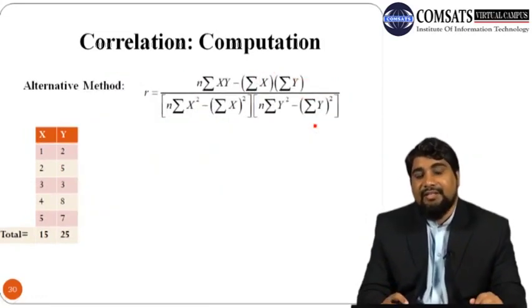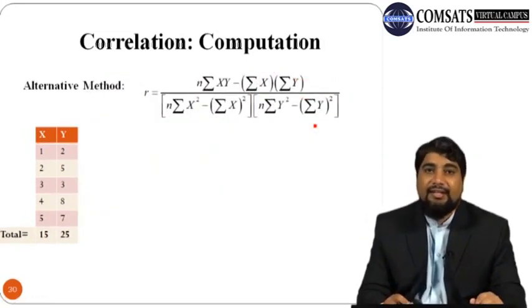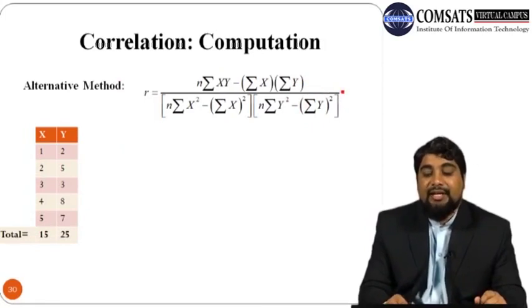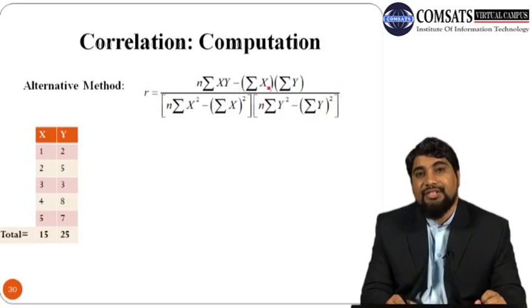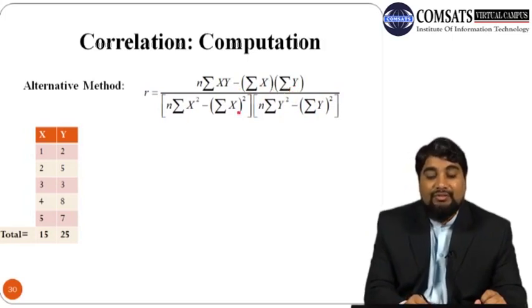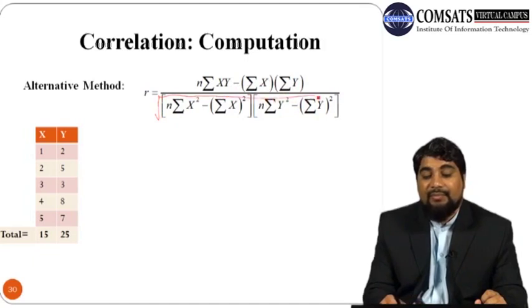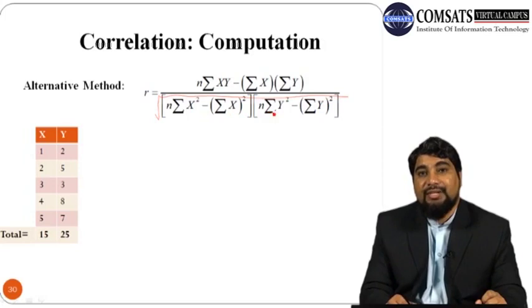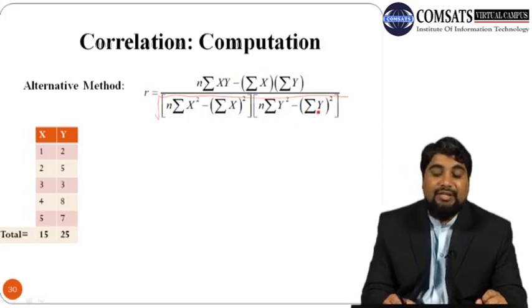So let us calculate the correlation coefficient using an alternative method. Here is the alternative formula: n summation xy minus summation x summation y, over the square root of n summation x squared minus (summation x) squared, into n summation y squared minus (summation y) squared.